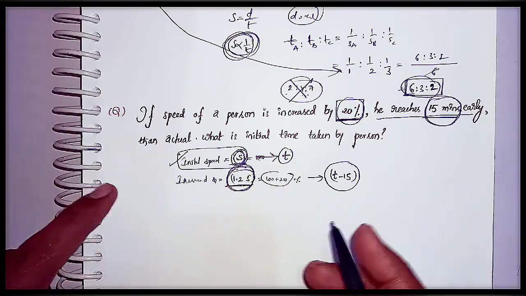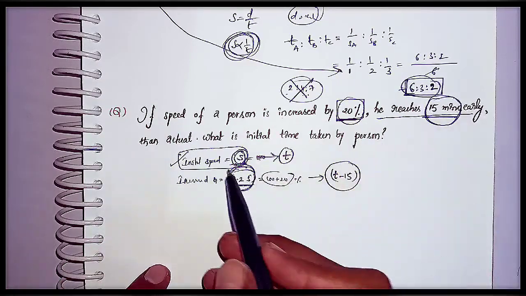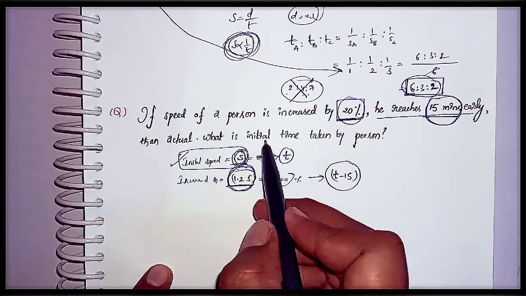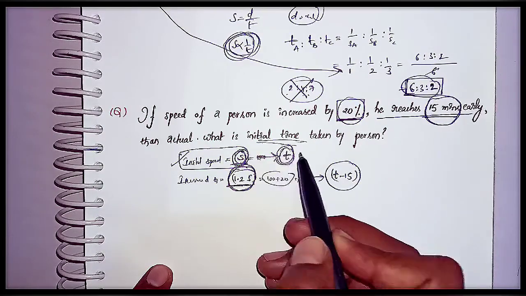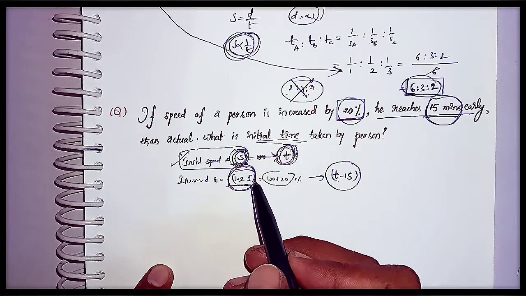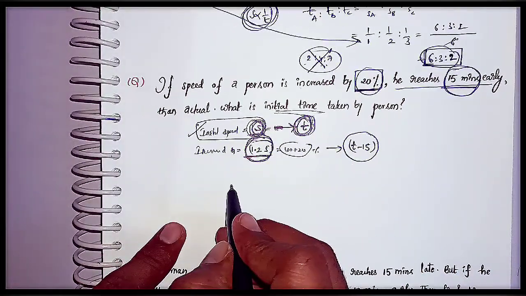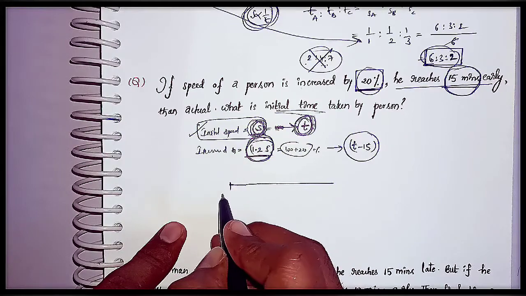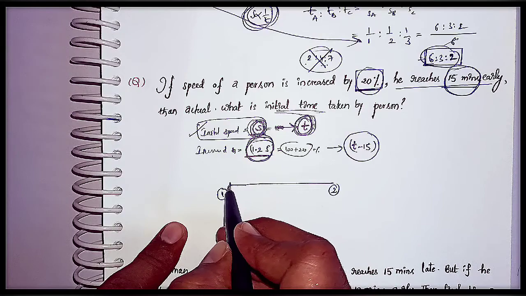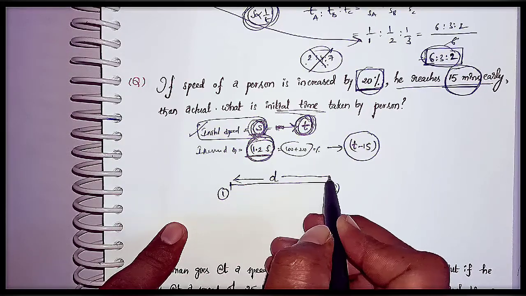Now here, if the speed of a person is increased by 20%, he reaches 15 minutes early. Then what is the initial time taken by the person? This is the initial time. At the initial speed, the time taken by the person is the initial time. Up to here, I think you got the point. Now see here, let us consider the same person is traveling from point 1 to 2, and the distance between point 1 and 2 is d.